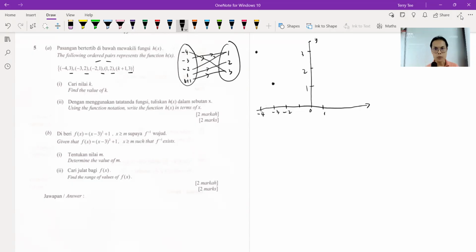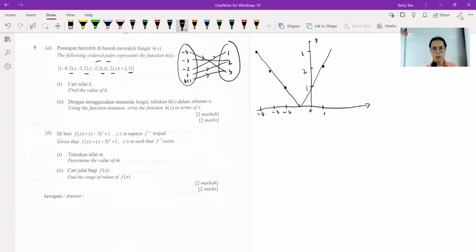Wait, a minute, I think I wrote this wrongly. -3 maps onto 2, sorry. -3 maps onto 2, so it's over here. -2 maps onto 1. All right. And then you have 0, which we don't have here. 1 maps onto 2 again. So you can see that actually this is going down. And this one's supposed to be going up, like a modulus graph, right?